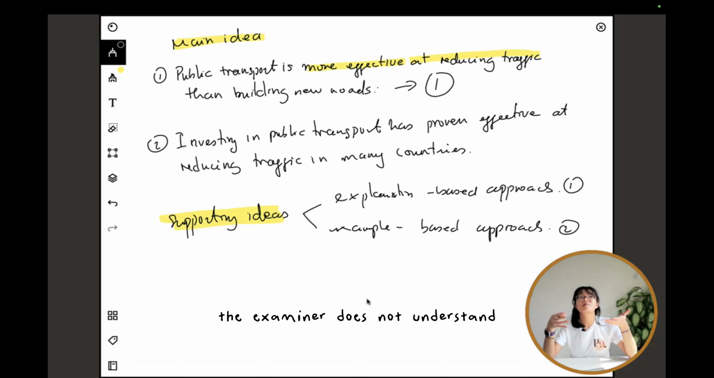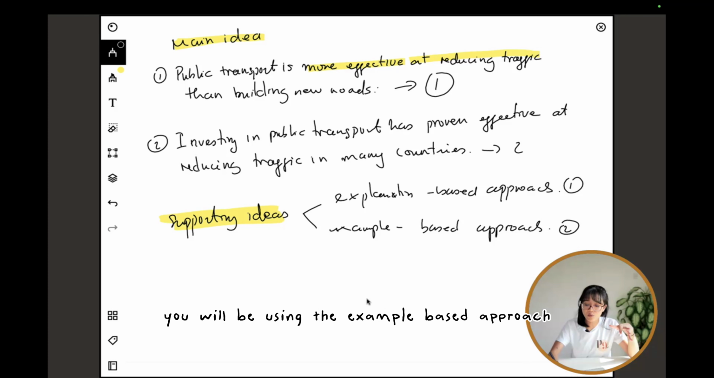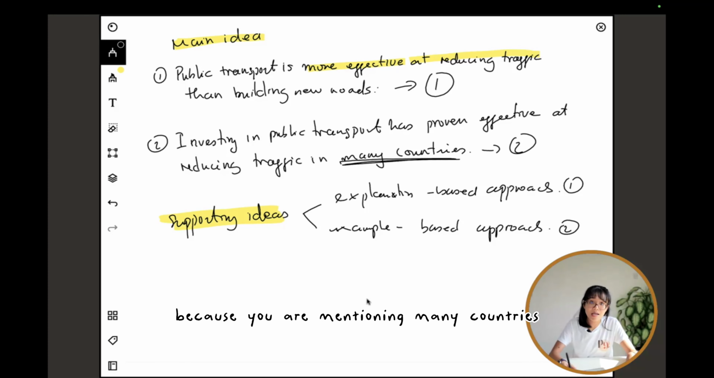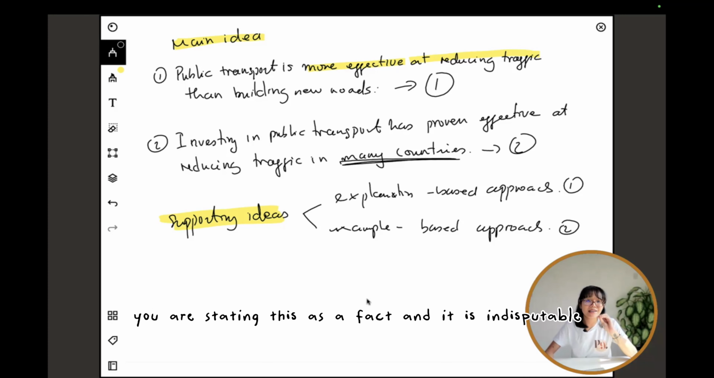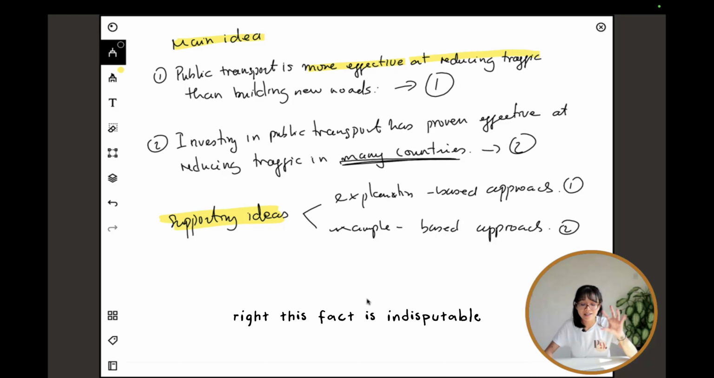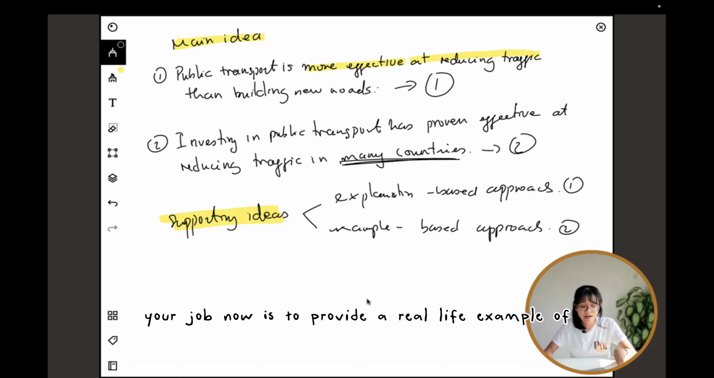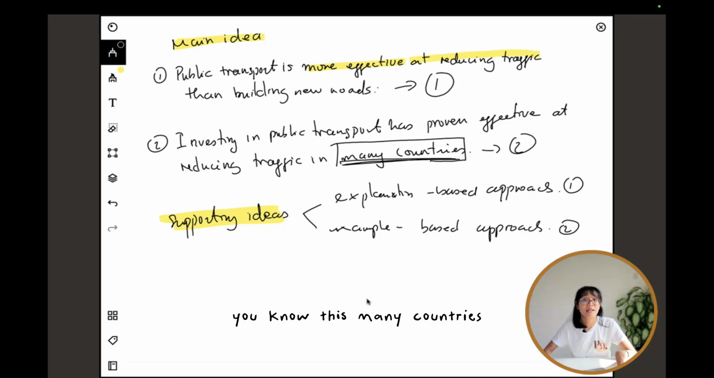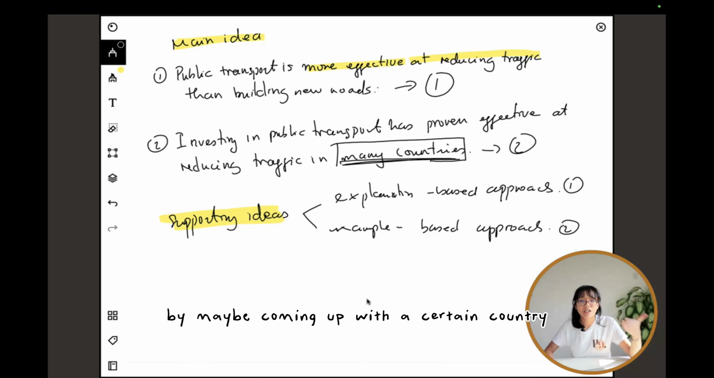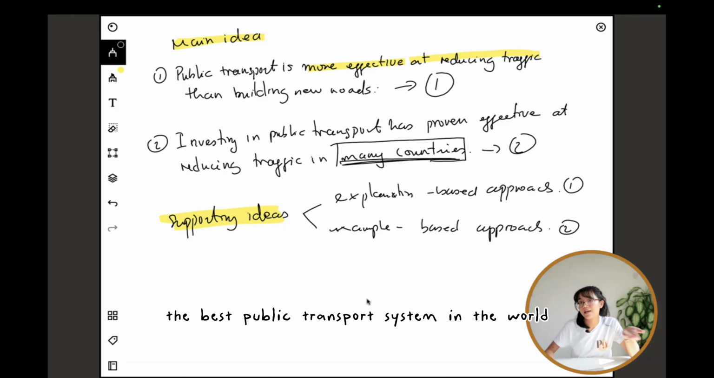The examiner does not understand really what you mean by this. But for the second one, you will be using the example-based approach because you are mentioning many countries. You are stating this as a fact, and it is indisputable, right? This fact is indisputable. Your job now is to provide a real-life example of this many countries by maybe coming up with a certain country like Singapore, right? The best public transport system in the world.